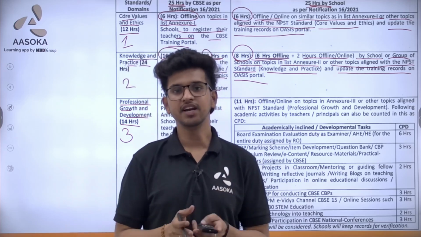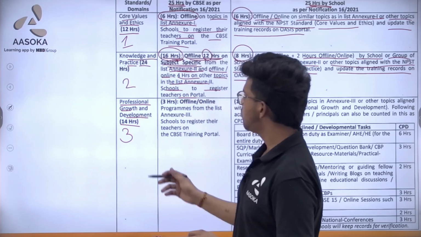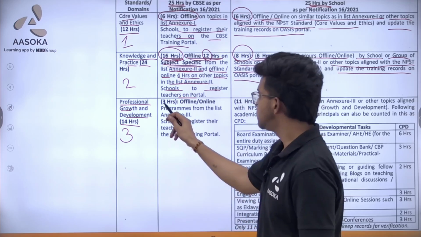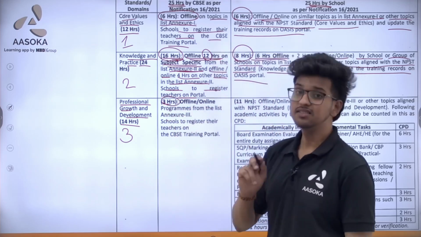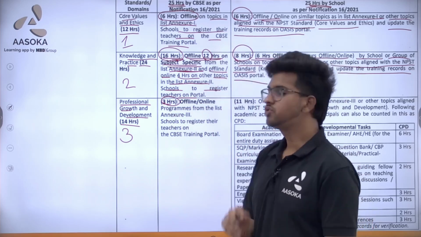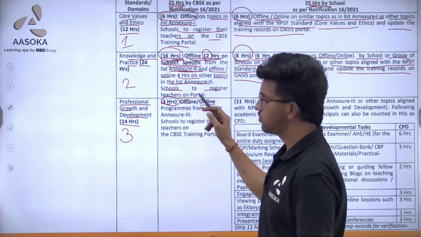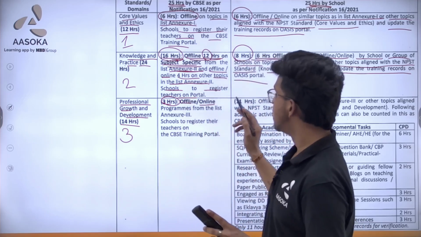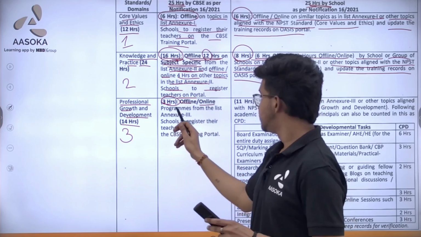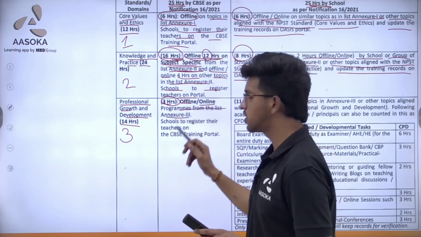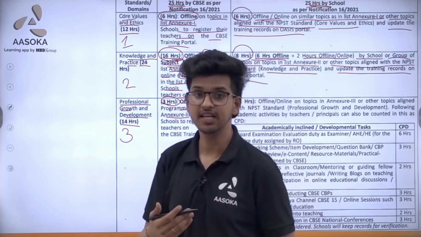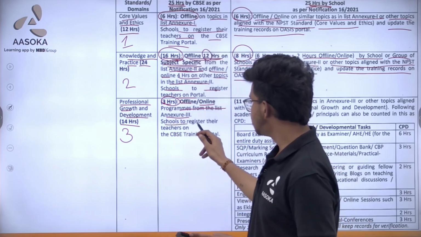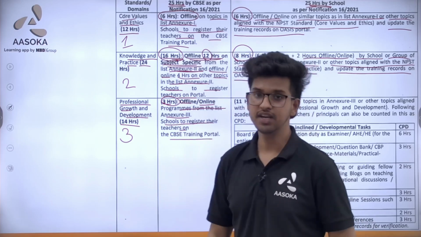Now finally, when it comes to domain 3, which is all about professional growth and development, you will find that 3 hours of training will be conducted by CBSE. In this you have a choice of offline or online. Offline is not mandatory here; both offline and online are there. However, here as well, you have to go for the programs from list 3 or annexure 3, so whatever topics are given in annexure 3. And here again schools have to register their teachers on the CBSE training portal.